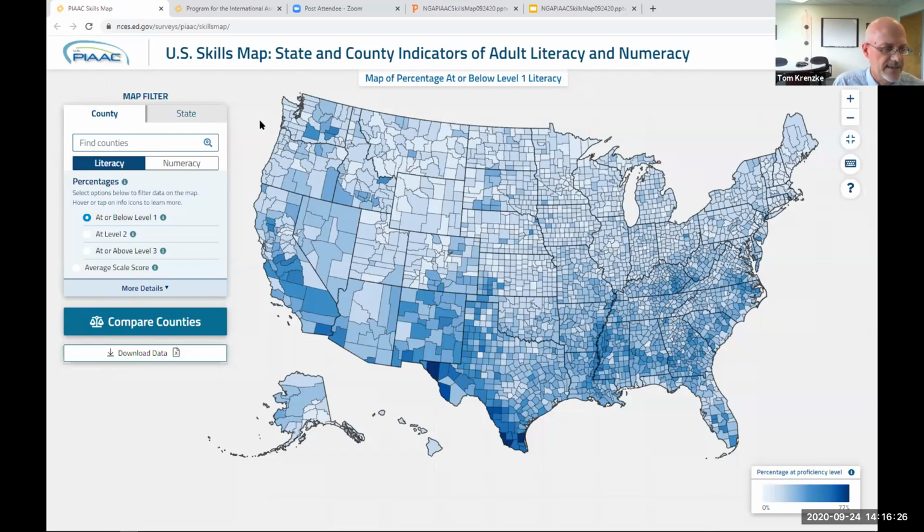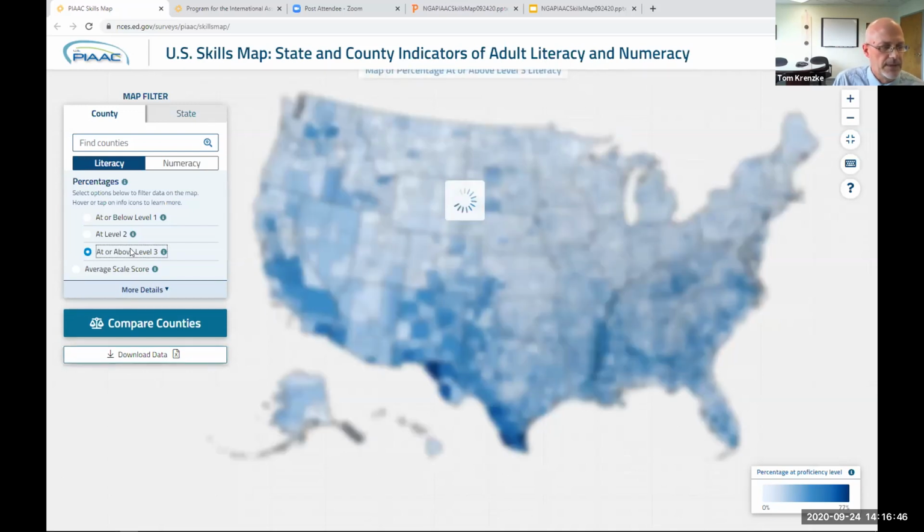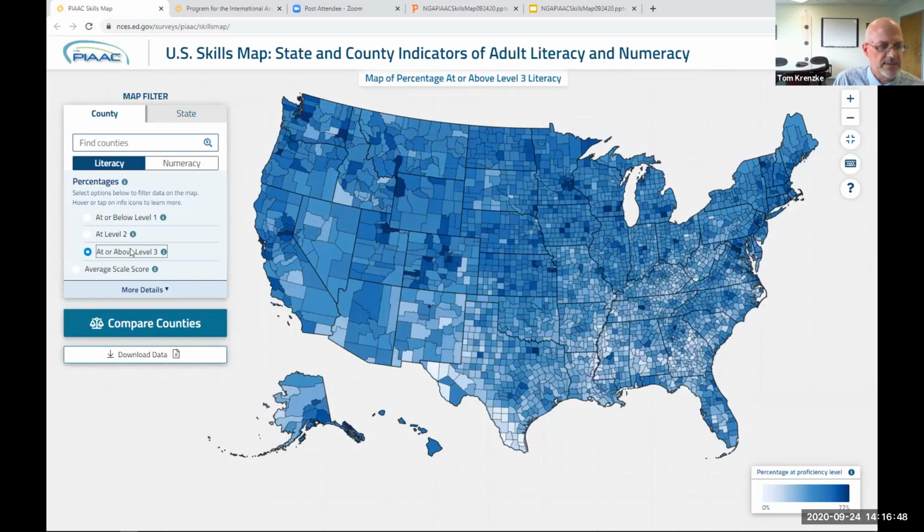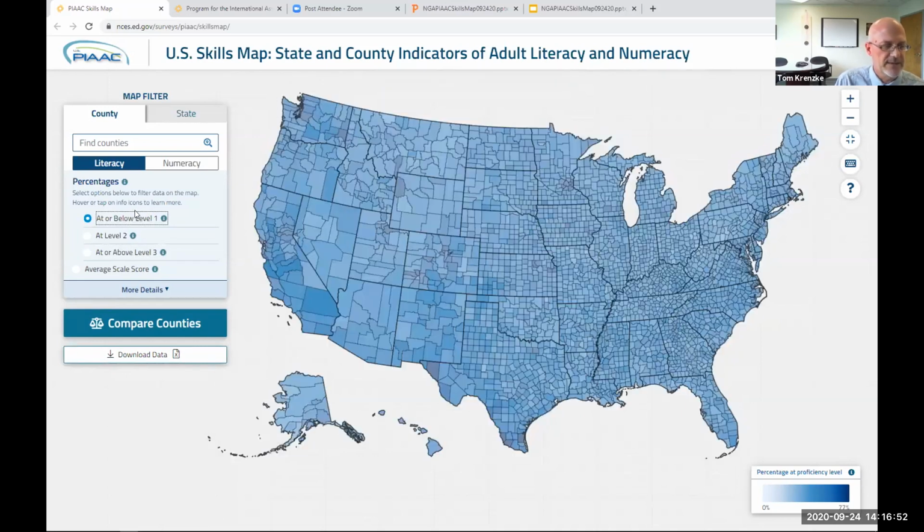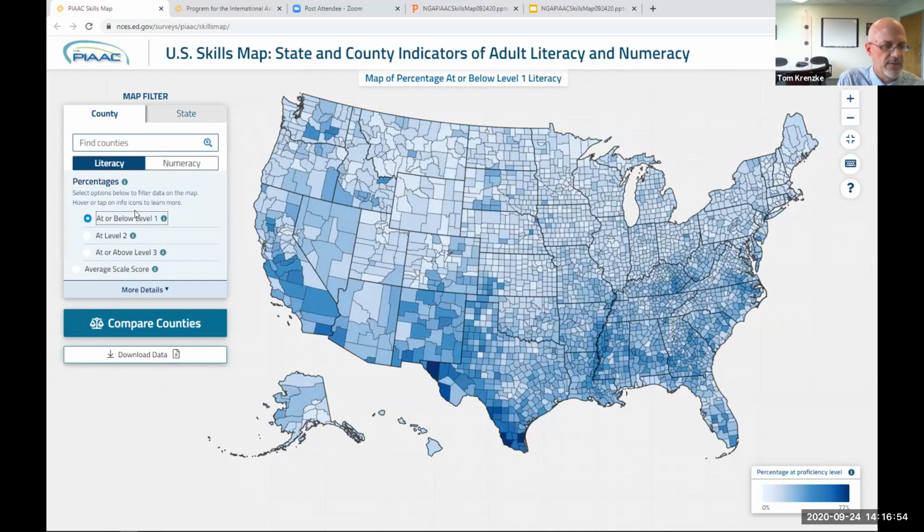On the left side, we see that there are some choices to select literacy and numeracy and to select one of the 4 outcomes, including percentages at or below level 1, at level 2, and at or above level 3 in the average scale score. When I click an outcome, we can see the heat map change for the selected outcome. So let's go back and select at or above level 1.